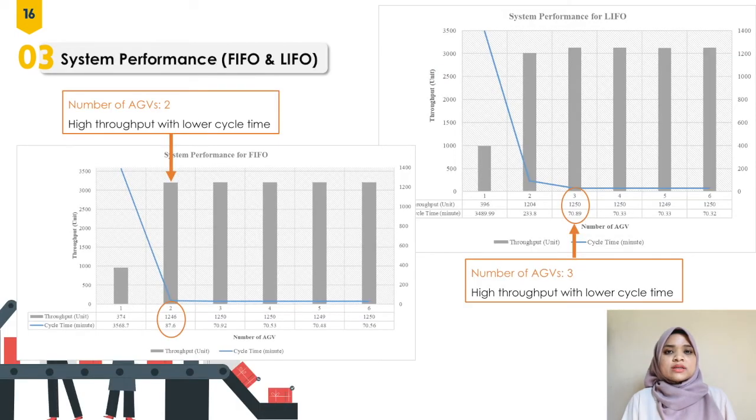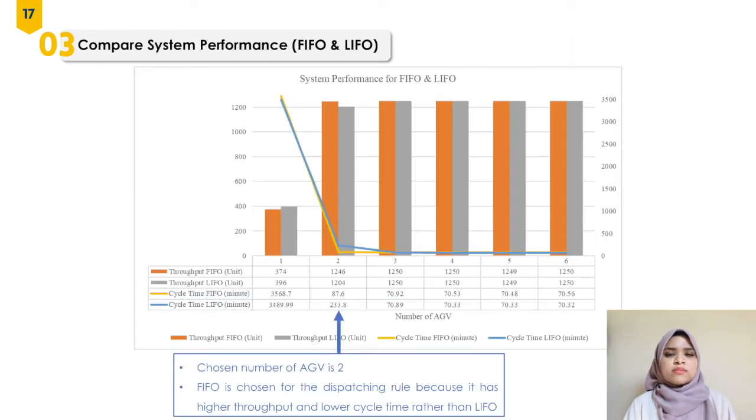The third result is the system performance for each type of dispatching rule, which is FIFO and LIFO. Data for number of AGVs, throughput, and cycle time is compared in the Pareto graph. The system performance will be compared on the next slide in choosing the best dispatching rule to be used for the layout. The dispatching rule has been chosen based on the graph.